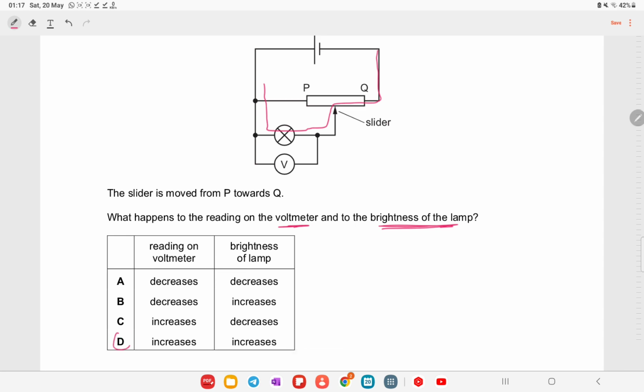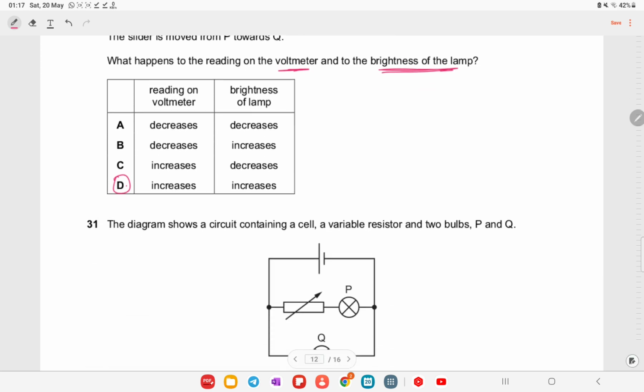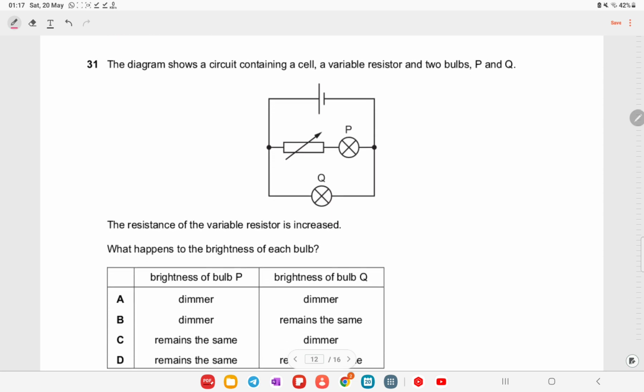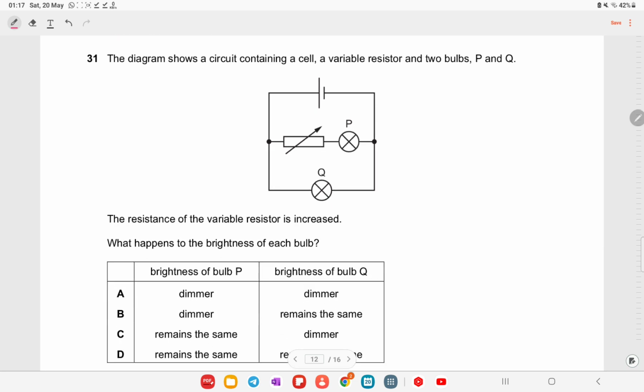So option D is going to be your right answer. The diagram shows a circuit containing a cell, a variable resistance, and two bulbs P and Q. And the resistance of the variable resistor is increased. What happens to the brightness of each bulb?